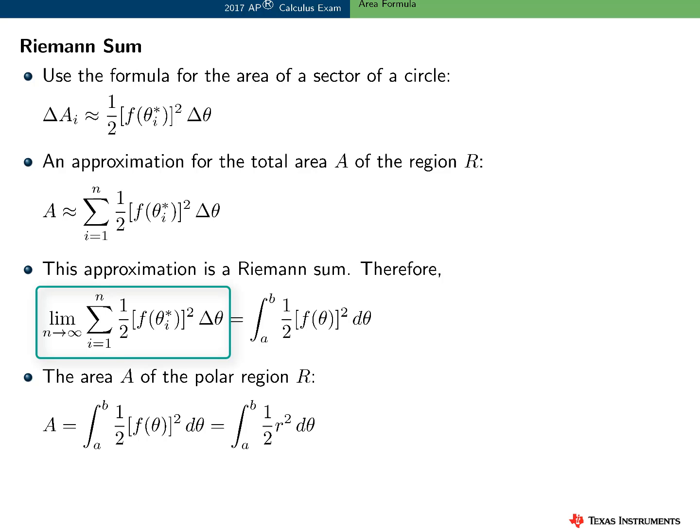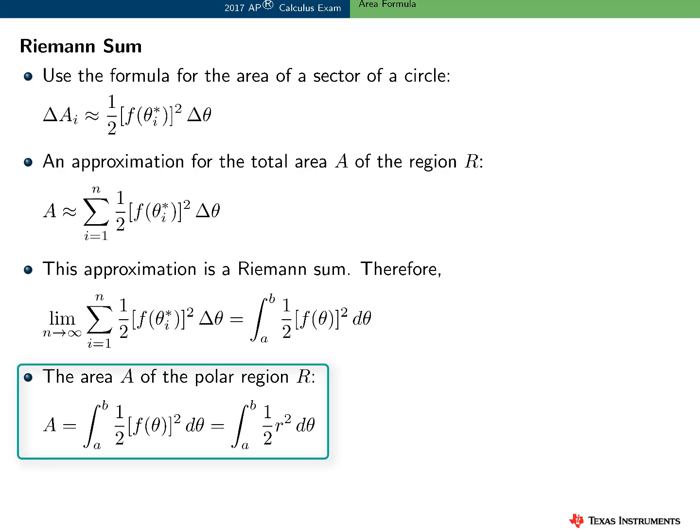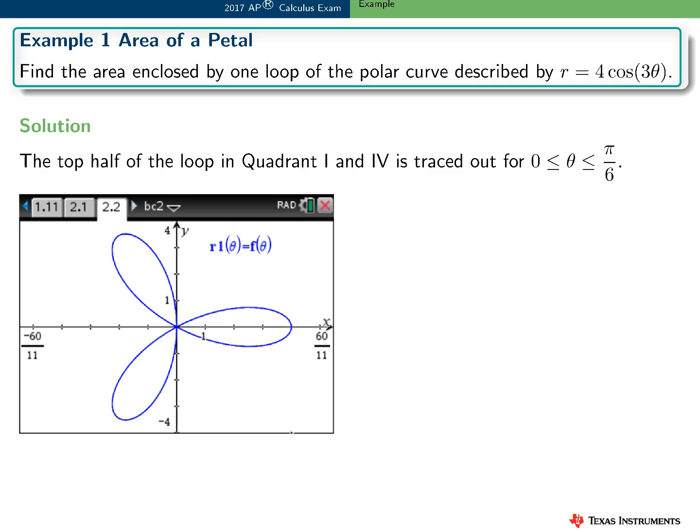Therefore, the limit as n goes to infinity of this sum is, by definition, this definite integral. And finally, the area A of the polar region R is given by this definite integral. Here's an example to illustrate this area formula.